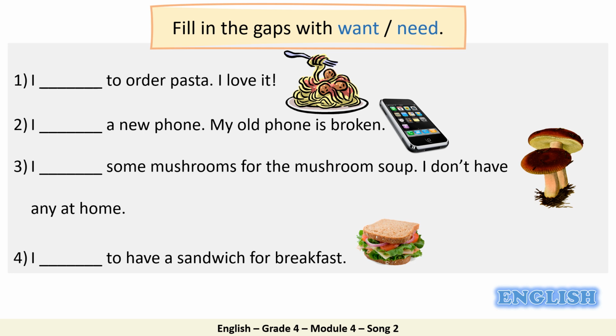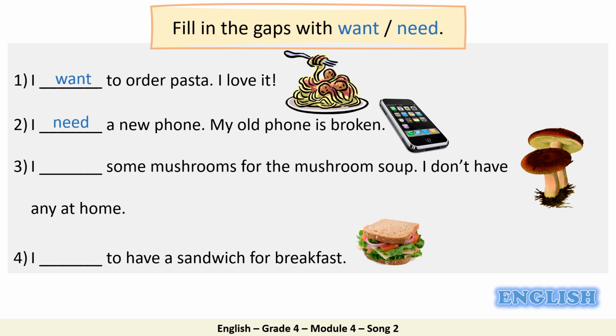Let's have more practice and fill in the gaps with want or need. Number 1. I space to order pasta. I love it. Now over here you feel like eating pasta, but you don't need it. So you would say, I want to order pasta. Great. Number 2. I space a new phone. My old phone is broken. Now if your phone is broken, you are in need of a new one. So you would say, I need a new phone.